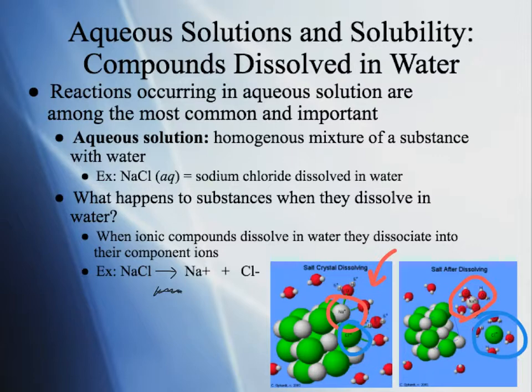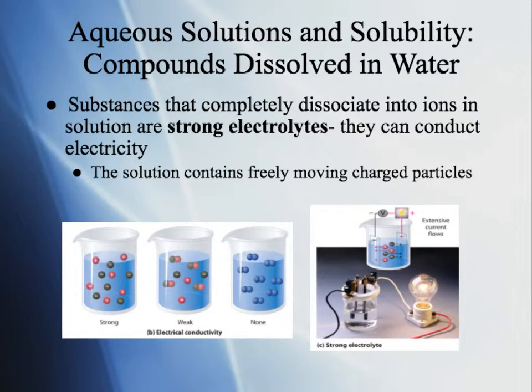They dissociate. Now, not all ionic compounds are going to dissociate or dissolve in water. Salt definitely does. You put a teaspoon of salt in water, stir it up, bam, it disappears. But not all substances do. Sometimes you'll put a substance in water, stir it up, and it just either floats there or all sinks to the bottom. The substances that completely dissociate into ions are what we call strong electrolytes. And these guys can conduct electricity.